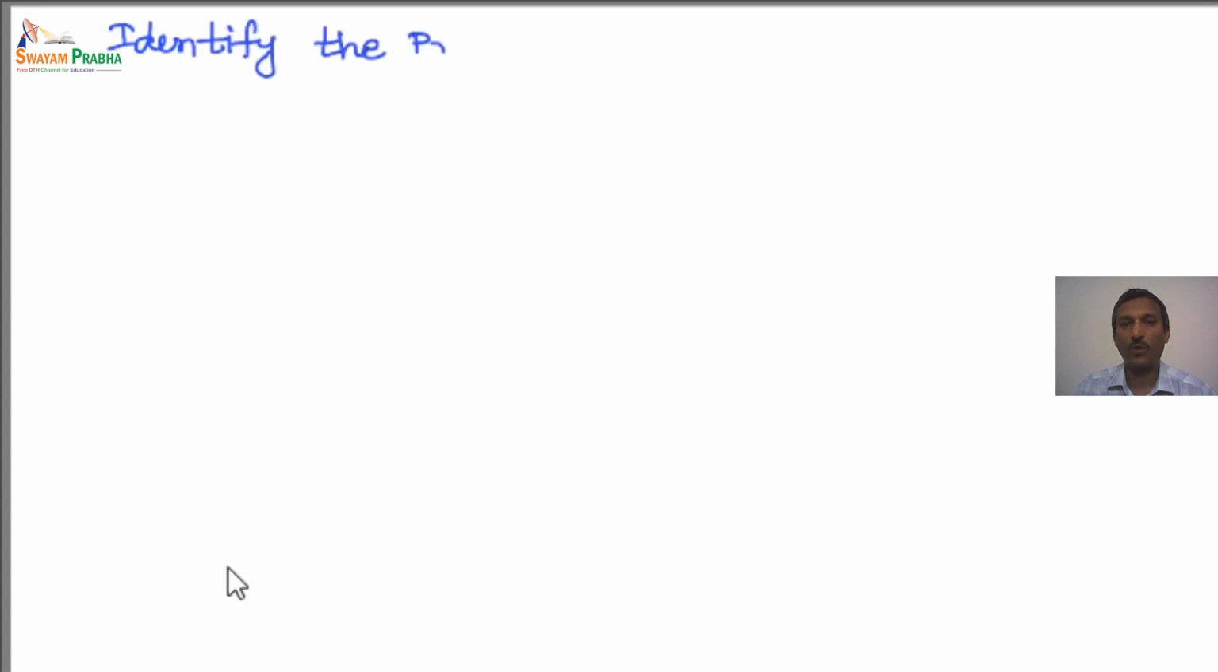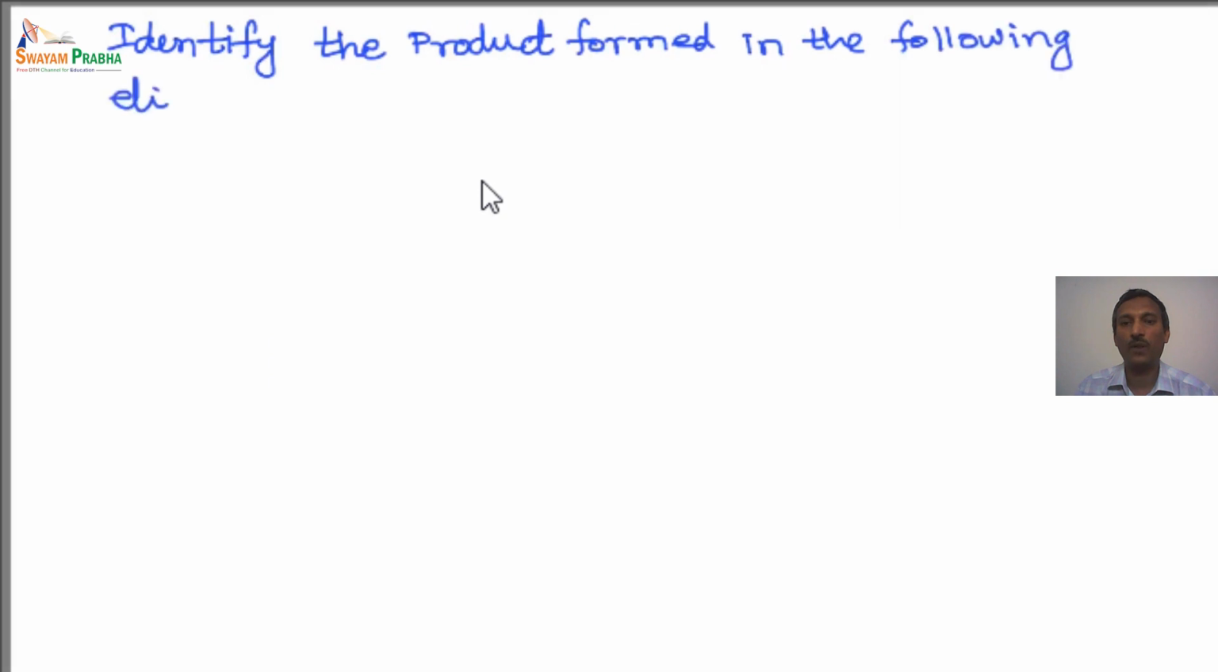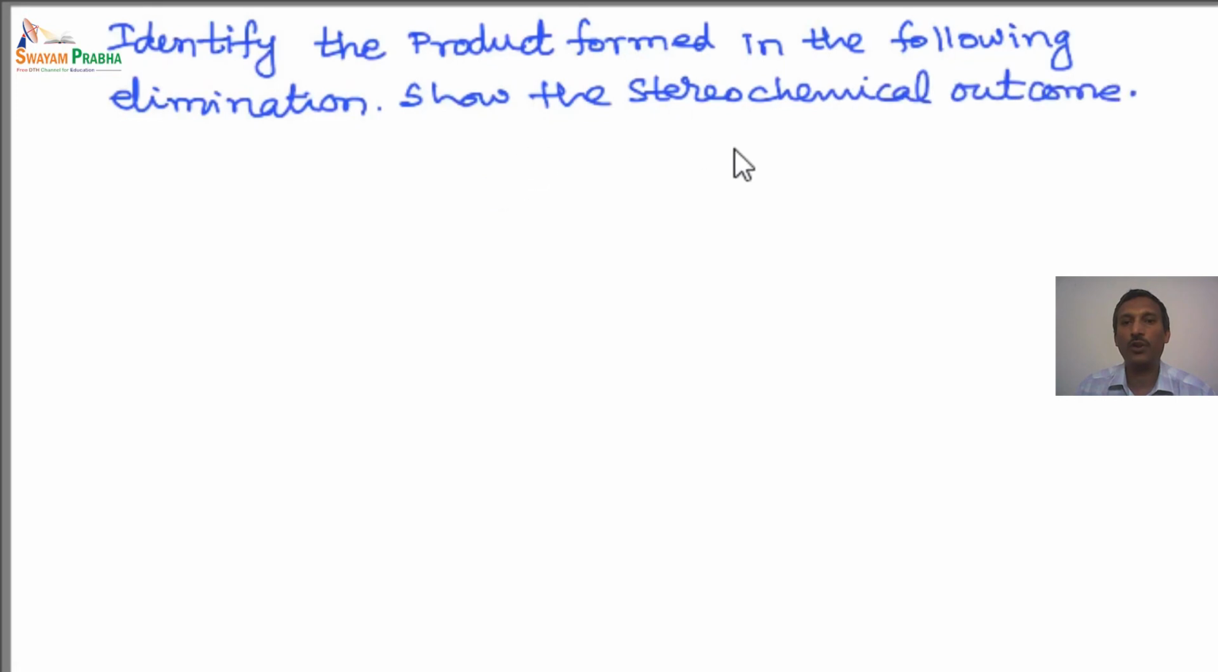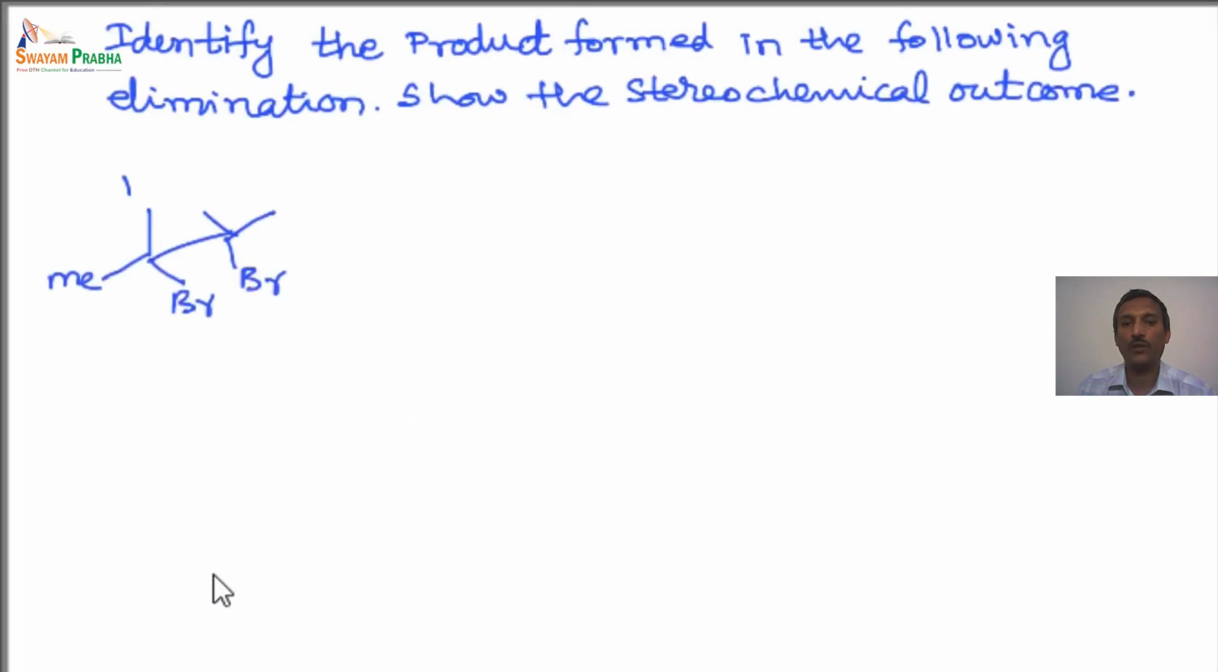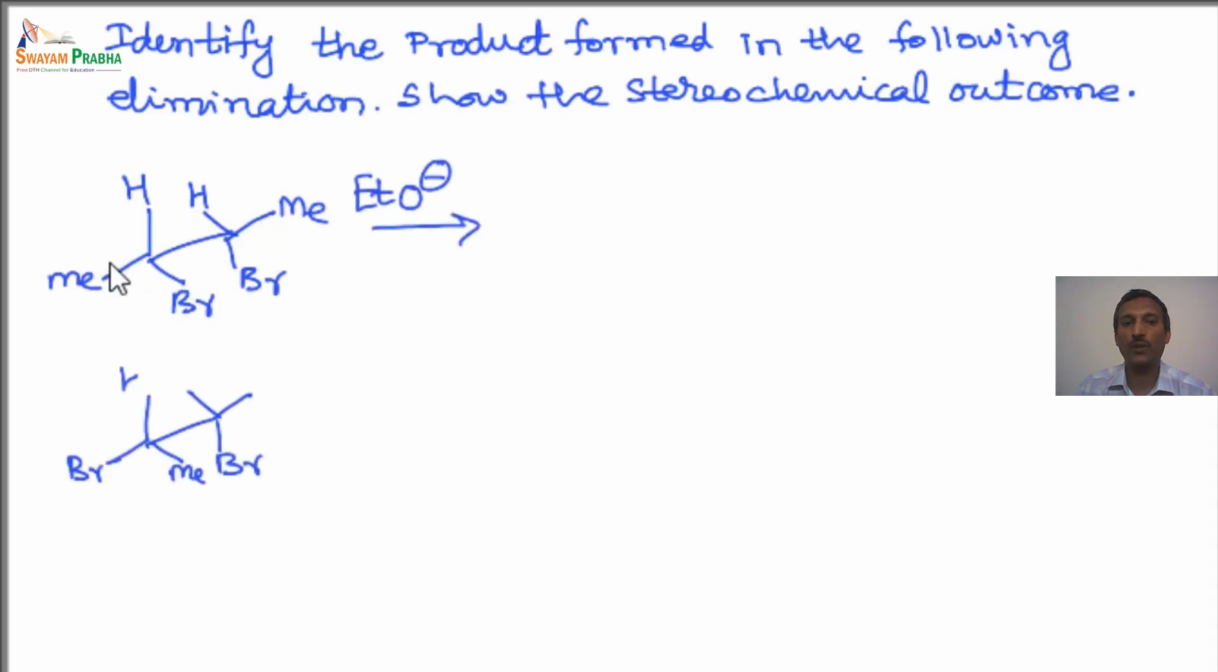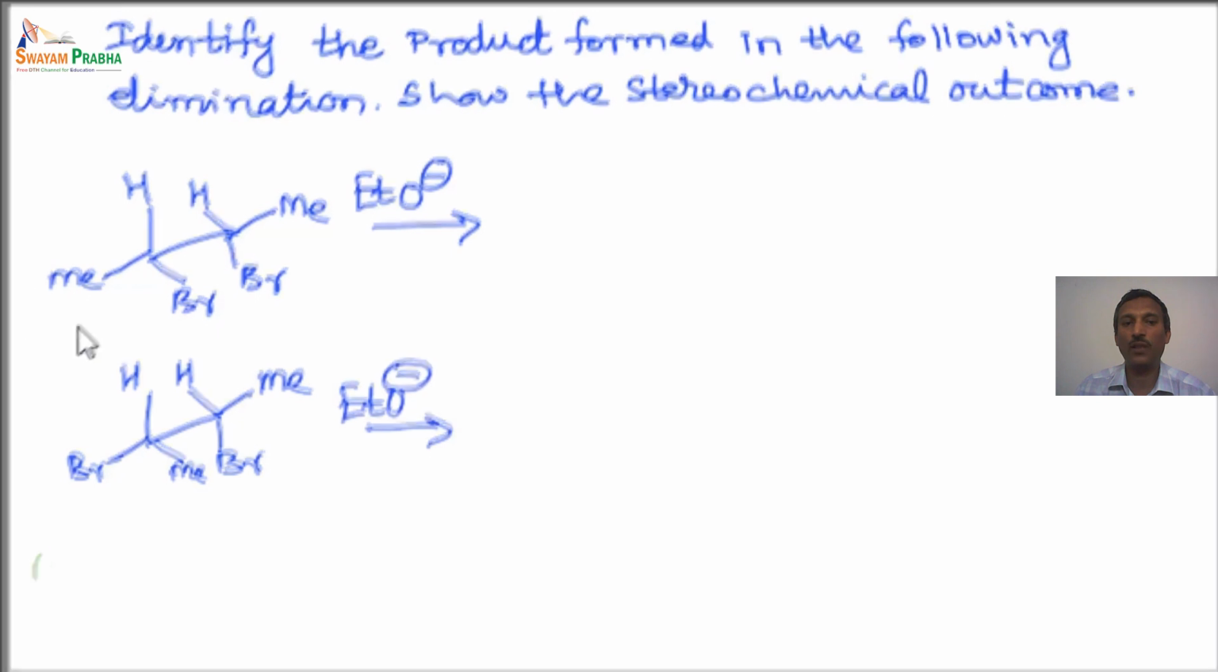Let us look at one more problem. In this case, we have to identify the product from the following elimination reaction. This again undergoes E2 elimination, and we also need to show the stereochemical outcome of this particular reaction. This is very similar to the one which we had seen very recently. Instead of the phenyl group, in that case, we have here a methyl group.